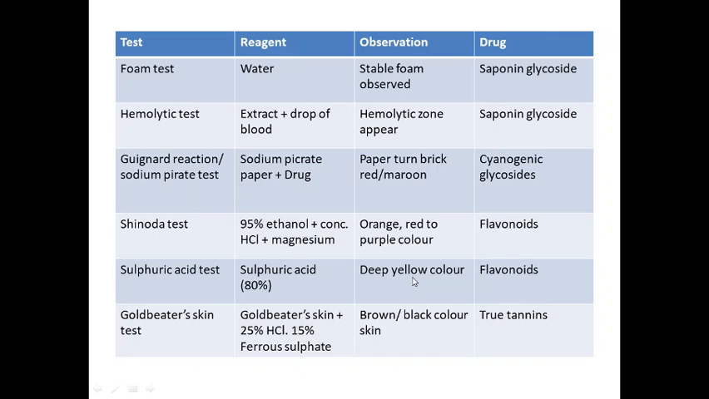Next, the test for the identification of tannins. The most popular test is the gold beater skin test. In this test, gold beater skin is used. When this skin is treated with 25% hydrochloric acid and then 15% ferrous sulfate, a brown or black color is produced on the skin. So a brown or black colored skin indicates the presence of tannins.